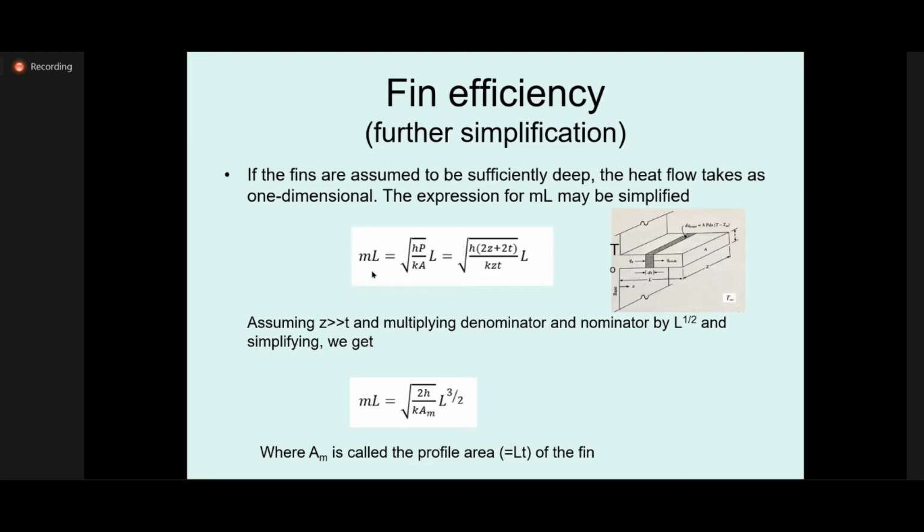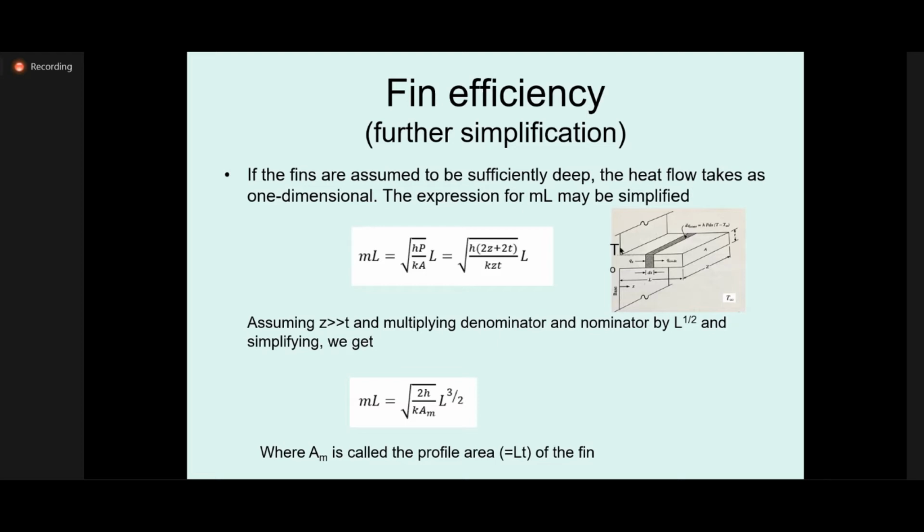So if you write what is mL, so m is square root of hP over kA. That's how we have defined m. And you put that, and then what is P? 2Z plus 2t. Yeah, so obviously one Z at the bottom, another Z at the top, so one t there and another t there. So 2Z plus 2t is the perimeter, divided by what is the area? Area is the face area, or the area of heat transfer for thermal conductivity, the area perpendicular to the heat transfer.